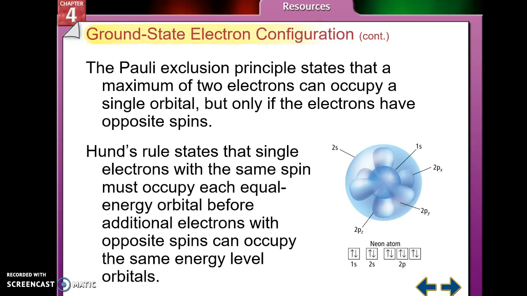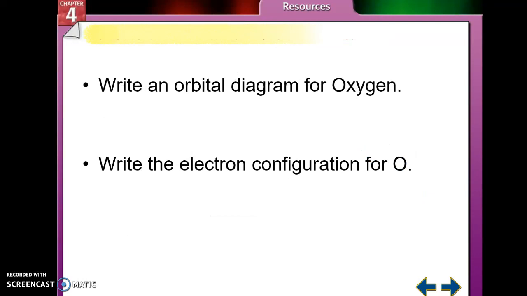Think about it when you get on the bus to go to an away game or something with your church. Everybody grabs their own seat in the church bus or in the school bus until you have too many people and you have to start pairing up. So, when we're writing orbital diagrams and electron configurations, we first start off with how many electrons there are. So, I first find oxygen on the periodic table and I see that it has 8 electrons. So, I'm going to write its orbital diagram.